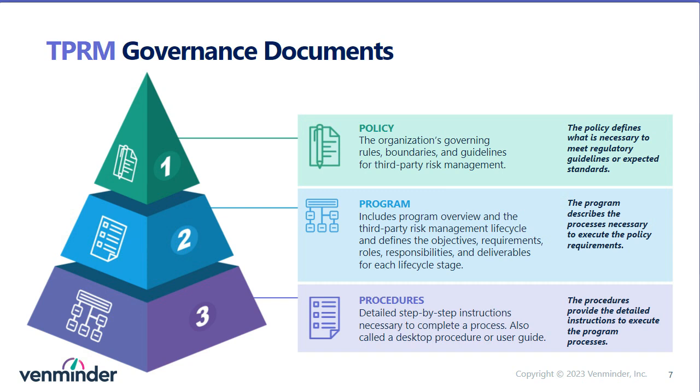From there, we have our program document or operating document. And the program really details all the processes that are necessary to execute the requirements in the policy. From there, we have our procedures, and they provide detailed instructions on how to execute each process detailed in the program. So this graphic was also designed to show that in terms of content, the policy should have the least amount of content followed by the program or operating standards. And of course, you may have many, many procedures that support those processes.